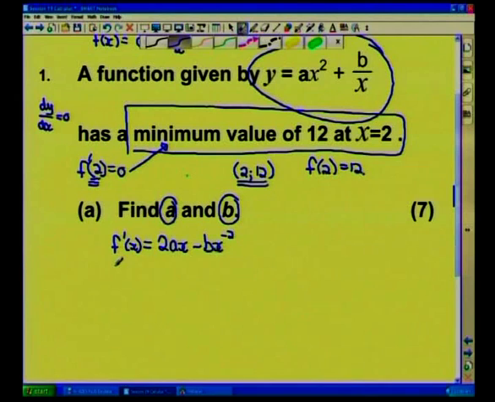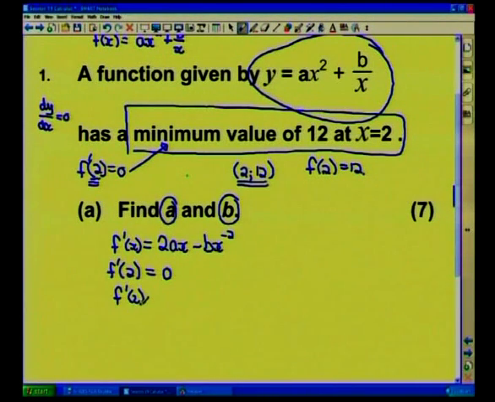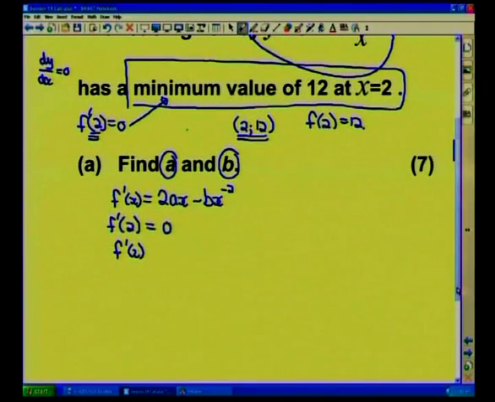Now, what do we know? We know that the derivative at 2 is 0. So what is f dashed at 2? Well, let's have a look at it. It's going to be 2a, we're going to replace the x with 2, minus b, and we're going to replace that x, which we could drop to the bottom like this, with 2. It just makes more sense to drop it to the bottom because now we can see it taking a normal form. So we know that that's 0, we know that this is 4a, and this is going to be minus b over 4.